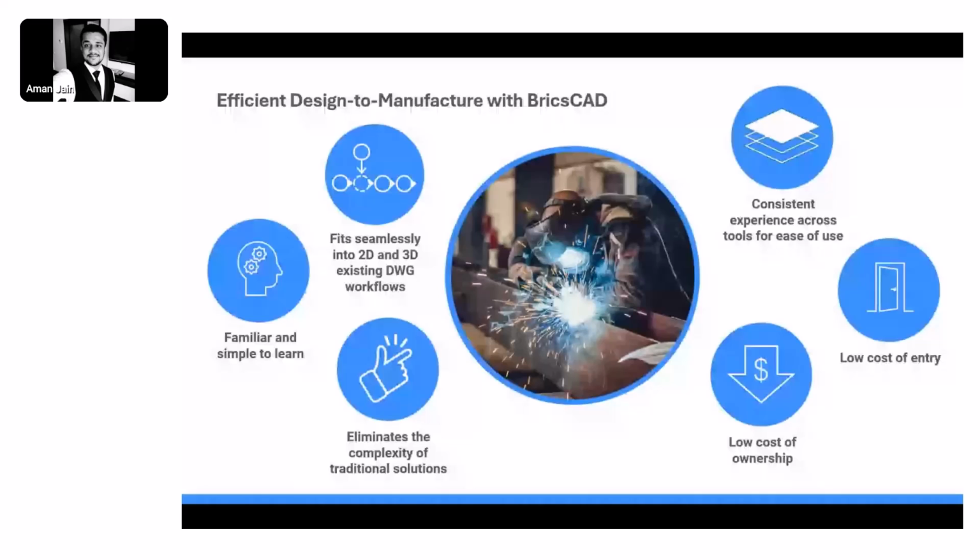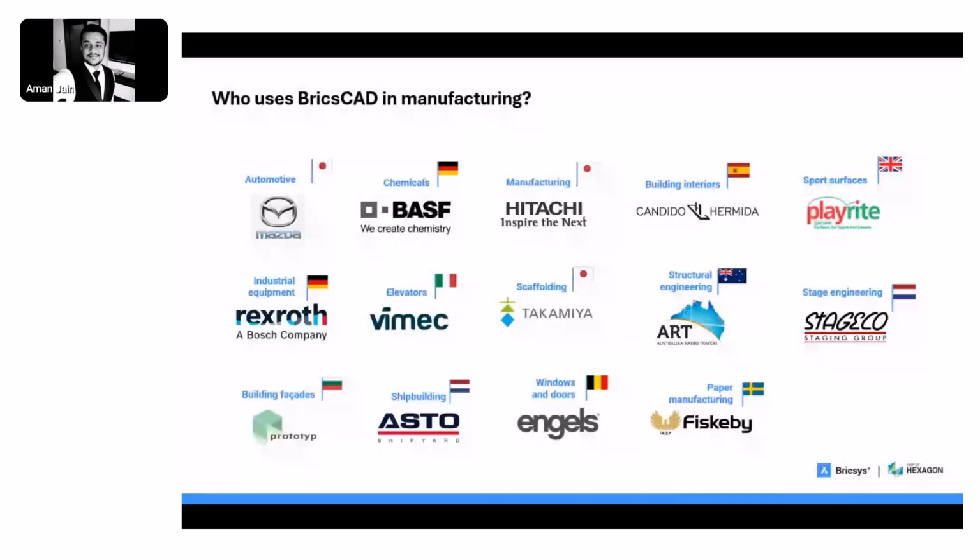So these are some of the customer references that are using BricsCAD in manufacturing. We have some well-known names like Mazda, Hitachi, and a lot of other companies who use BricsCAD. Of course, there are a lot of different disciplines of engineering that we serve. We have solutions for interiors, industrial equipment, scaffolding, structural engineering, and so on, catering to each and every requirement of these particular disciplines. When it comes to manufacturing, we do have capabilities that can match the capabilities of the existing 3D environment that you would be using.